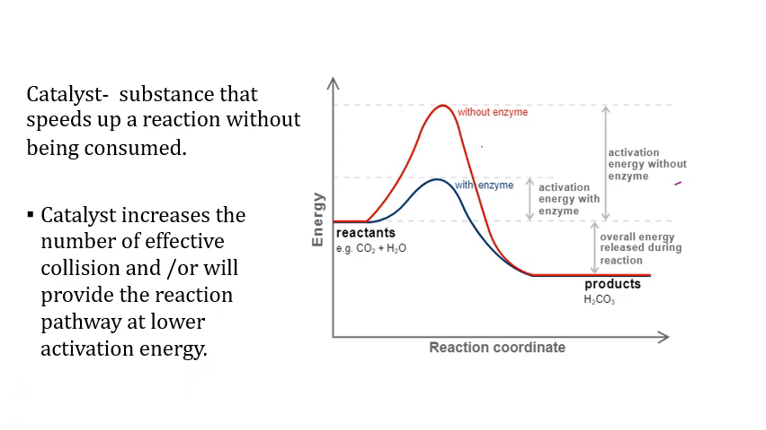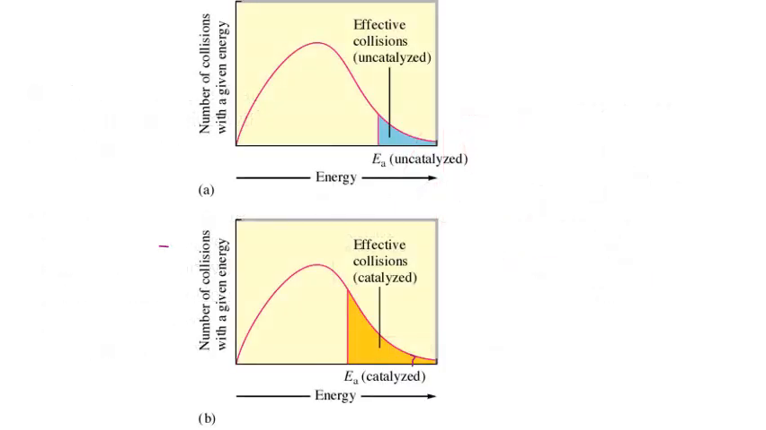Without the enzyme catalyst, the activation energy is measured from the reactant energy up to here, whereas with the enzyme catalyst, the activation energy is very low, from the blue peak here to the energy of the reactant. Comparing the number of particles that will have effective collisions and be able to overcome the activation energy in the presence of a catalyst can be represented in this energy diagram here.